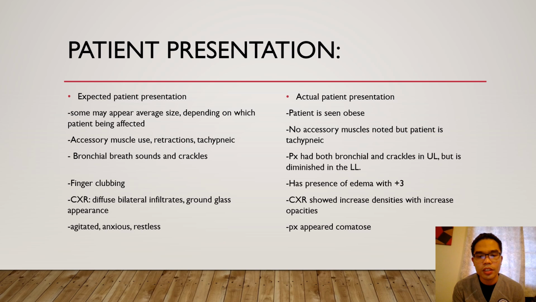Finger clubbing: yes, the patient also had finger clubbing and even the presence of edema at positive 3, meaning severe inflammation and more severe hypoxemia. Chest X-ray: ground glass appearance with diffuse bilateral infiltrates. The patient's presentation showed increased densities on the X-ray with increased opacities. And lastly, the patient would mostly be agitated, anxious, or restless, with a GCS score of less than 8, or comatose.